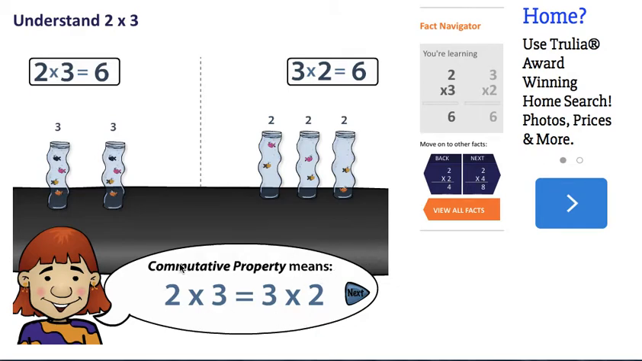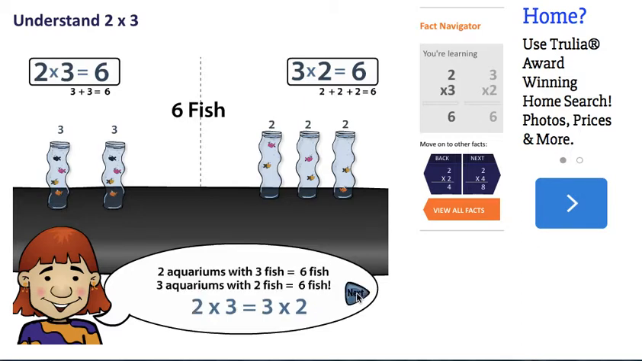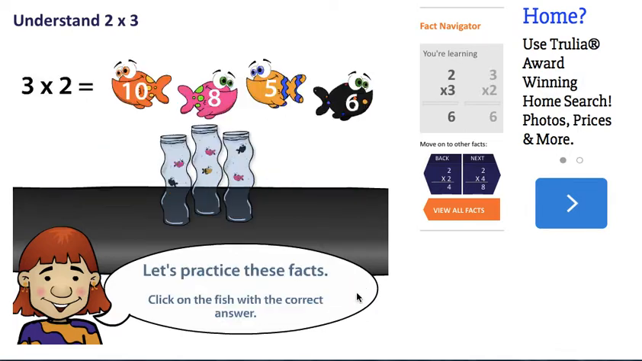This is the commutative property. 2 times 3 equals 3 times 2. My numbers are just switched, but 2 times 3 and 3 times 2 both equal 6. Two aquariums with 3 fish equals 6 fish, or 3 aquariums with 2 fish equals 6 fish.